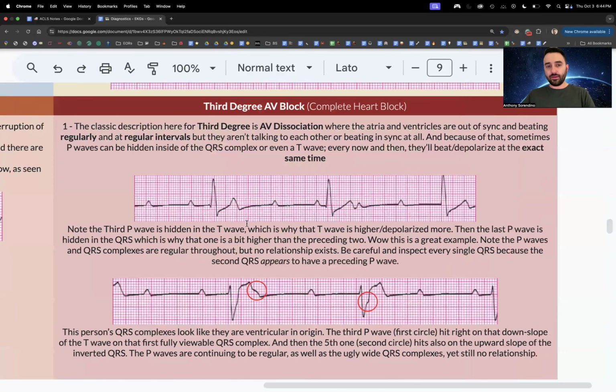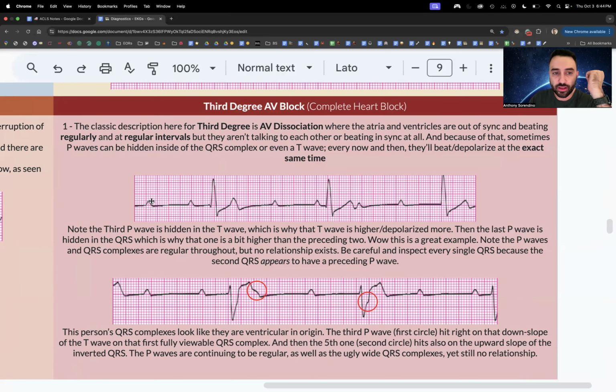Over here, on the other hand, you have QRS complexes that are equally spaced from each other. And if you look at the P waves, these are also equally spaced. The issue you can run into with third degree AV block is that since the atria and the ventricles are doing their own thing, sometimes they could even line up. Look at this P wave into a QRS, it looks kind of normal. And sometimes they can hide inside of each other.